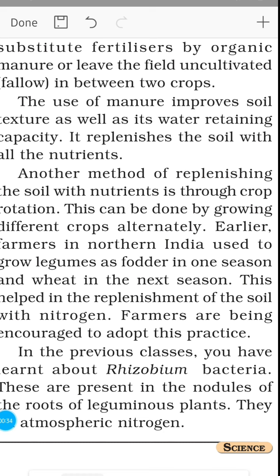In the previous classes, you have learnt about Rhizobium. Rhizobium is a bacteria which lives in the root nodules of the leguminous plants and is able to fix nitrogen. So, if legumes are grown, nitrogen will be fixed in the soil, and the next crop which is grown will not require nitrogen fertilizer. So, thus it is also a method of replenishing the soil with nutrients.